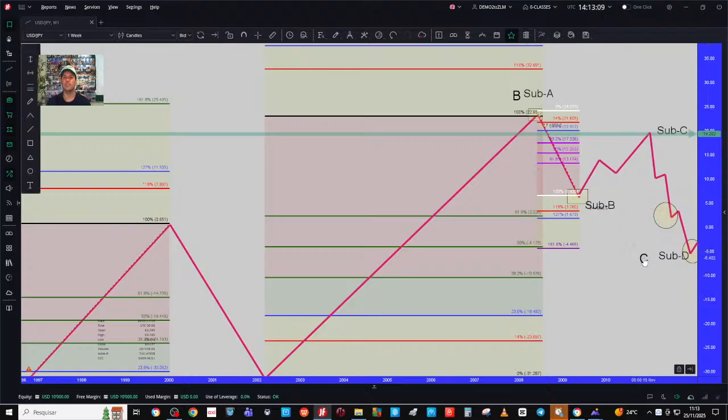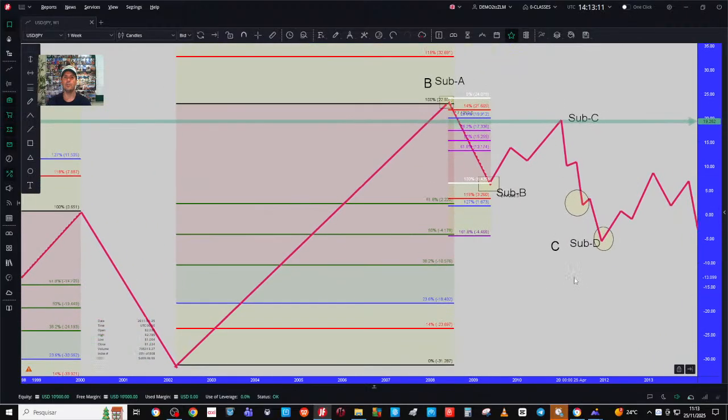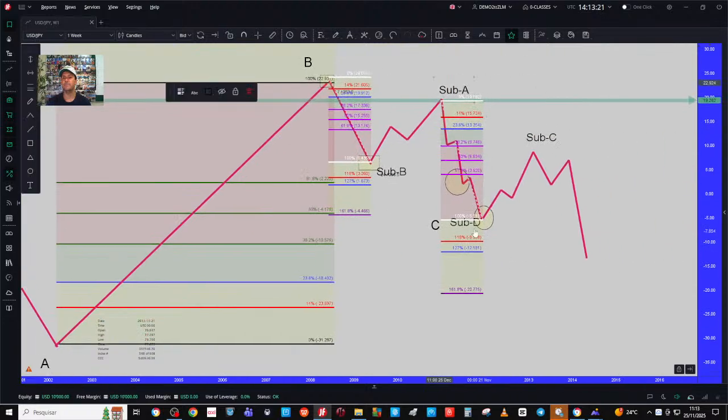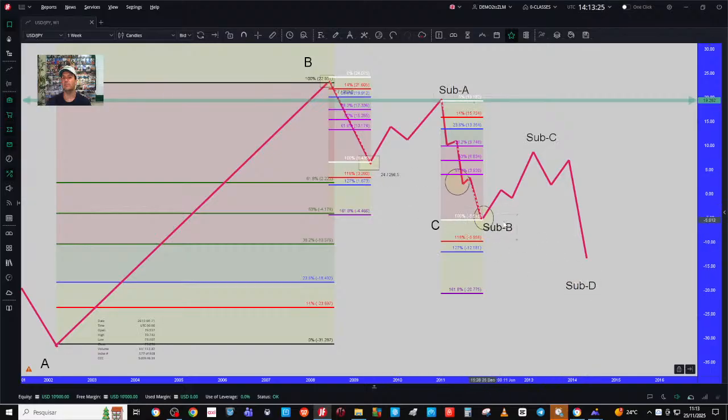Okay, everybody? So now this is the C. What you're going to do, you are going to readjust the contrarian Fibonacci. Sub A goes to sub C, and sub B goes to sub D. Sub B goes to sub D. Alright, everybody?